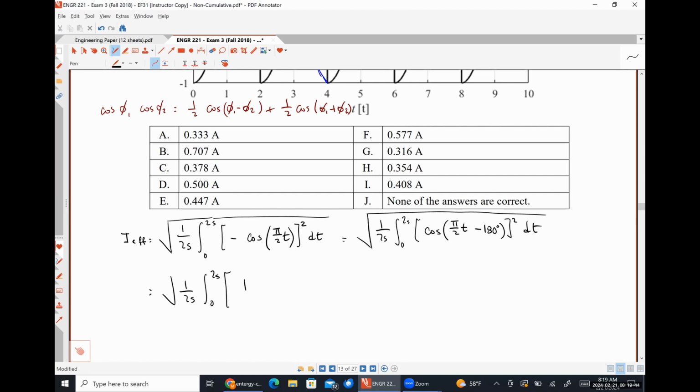So that's going to look like 1 half plus 1 half cosine pi t minus 360 degrees. And because it's minus 360 degrees, I could literally just get rid of that part because it's the same thing as minus zero.